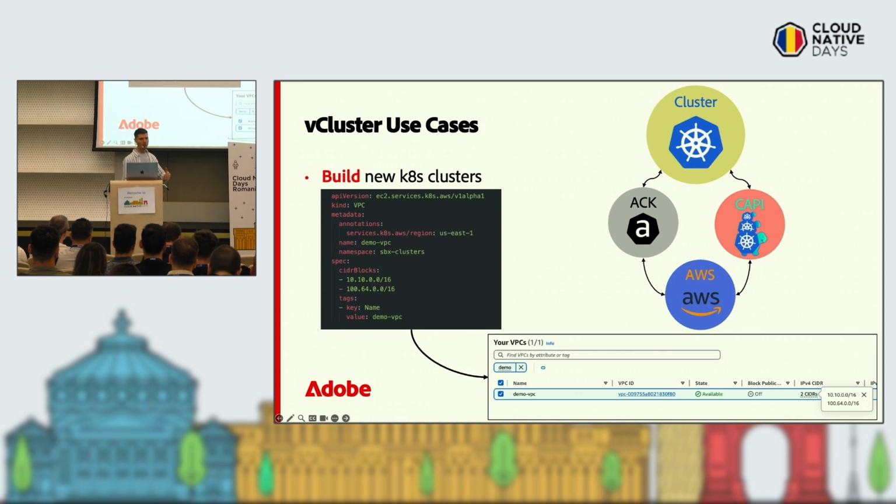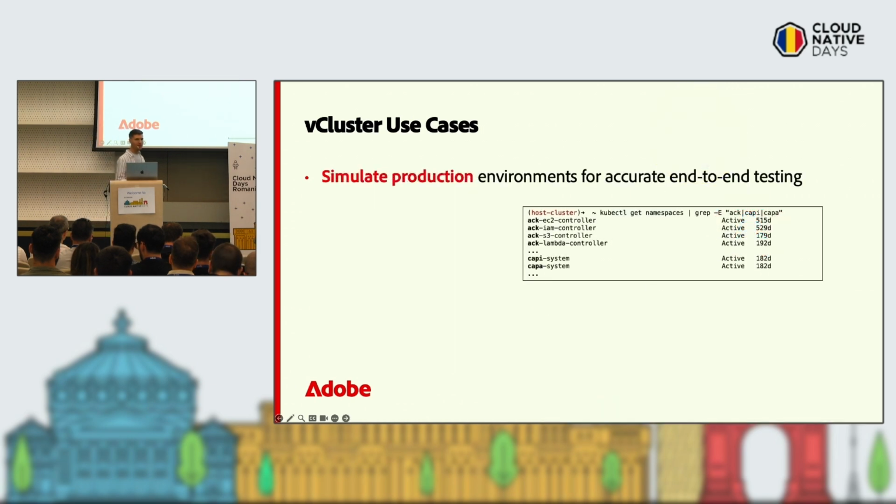And then, when we make a change in one of our ACK or CAPI controllers repos, for example, a controller image version bump, we want to test that change in an isolated testing environment which is as close as possible to the production environment. And this environment is the virtual cluster. But the most exciting things are just starting.